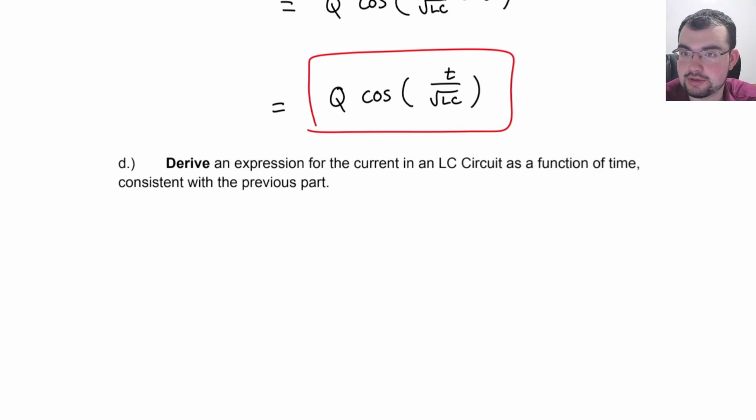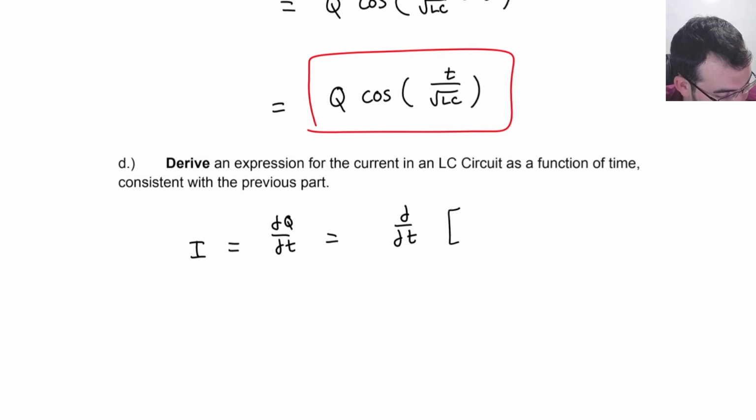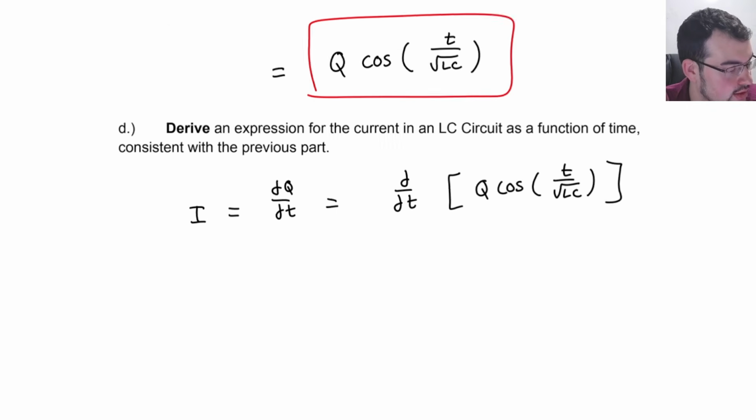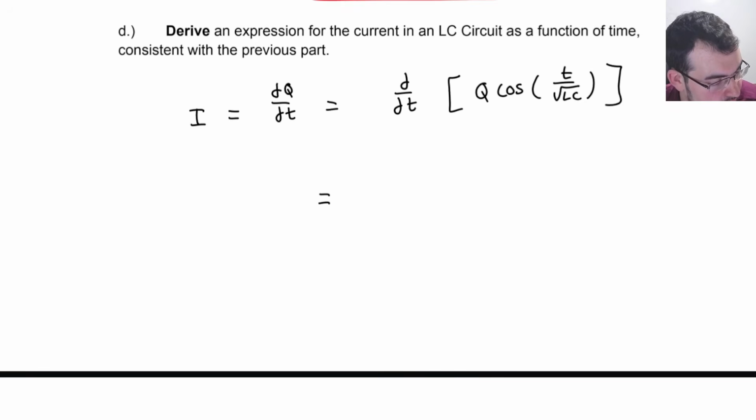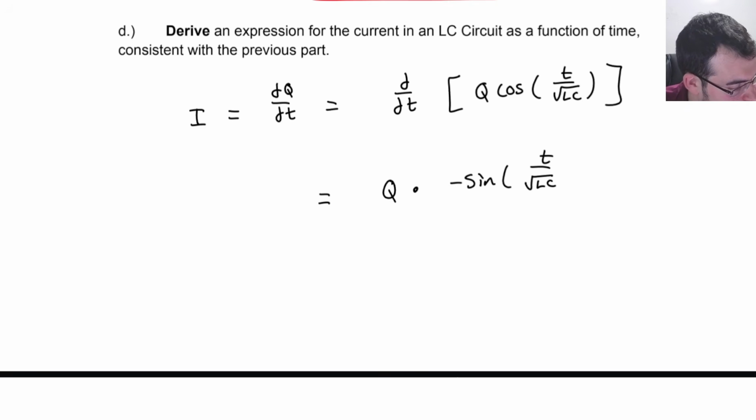Let's find the current consistent with this. Well, we just know that I is dq/dt, so we can just take the derivative with respect to time of this function. So we get to practice our trig derivative and our chain rule. So we get, Q is not involved. Derivative of cosine is negative sine, which is what we expected when we graphed our curve, remember?